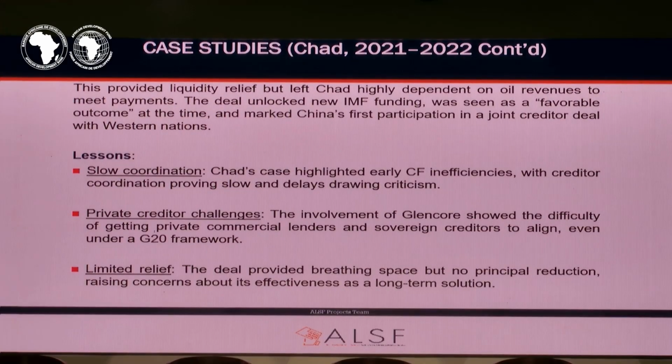And the last thing is limited relief. Even though we can see now with Ghana, with Zambia, that there is a lot more possibility of relief that can be obtained under a Common Framework restructuring, for Chad, one of the key precipitating factors, according to the reports, on why they had limited relief was that commodity-linked loan and the difficulty with dealing with that conversation with the creditors.